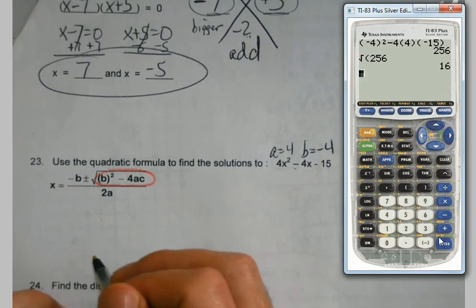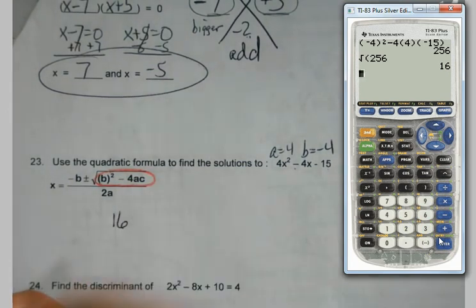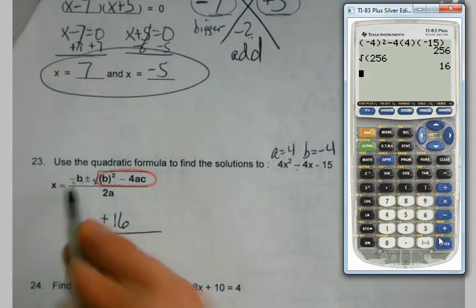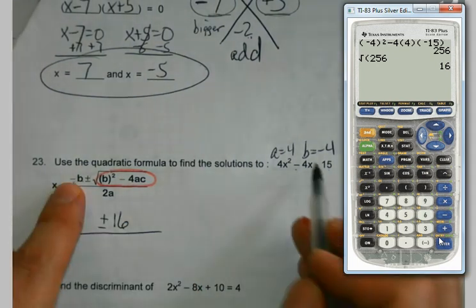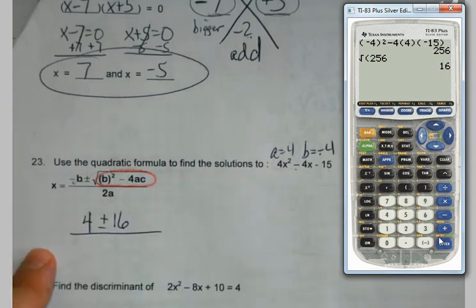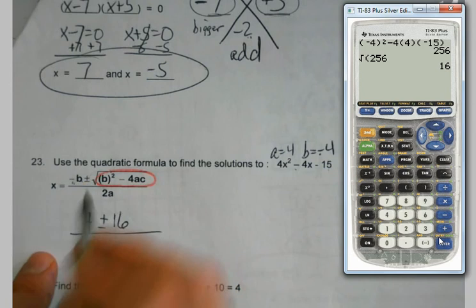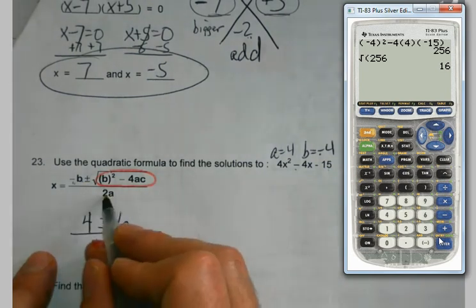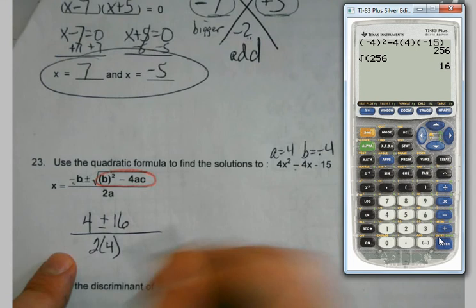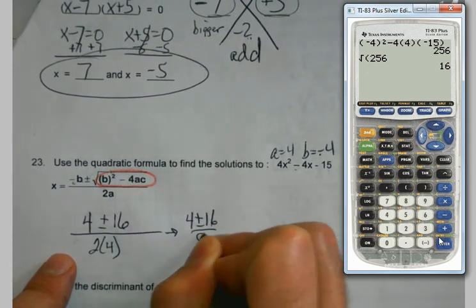So here's what I've come to at this point. All of this stuff equals 16. It says negative b, the opposite of b. So if b is negative 4, that's positive. Wait, how do you put plus or minus? We don't. We're going to do them separately. And then it's 2 times a, or 2 times 4. So 4 plus or minus 16 over 8.